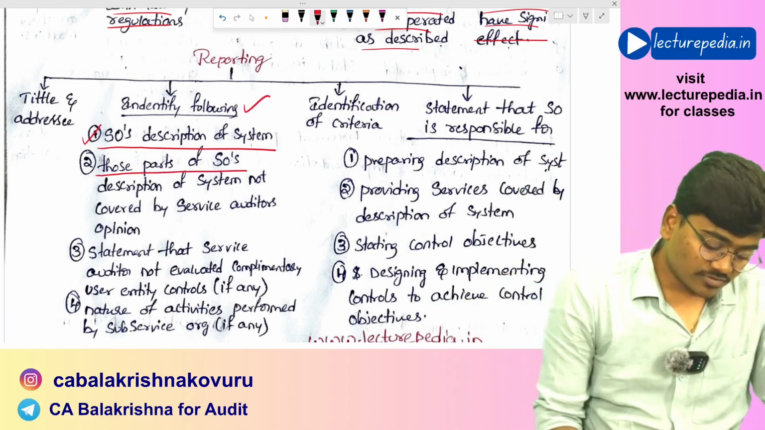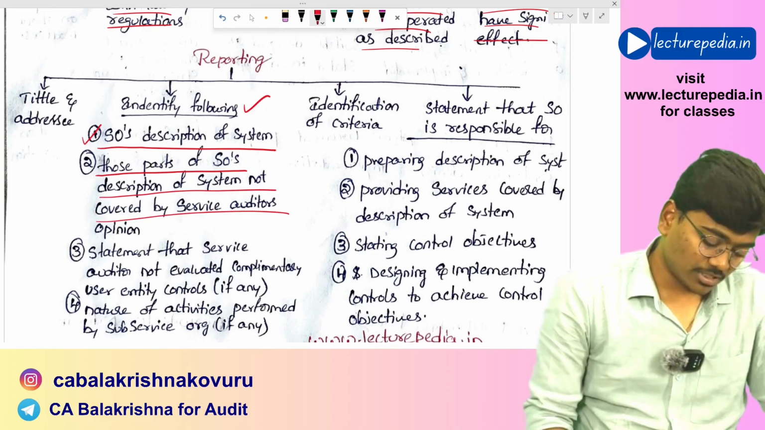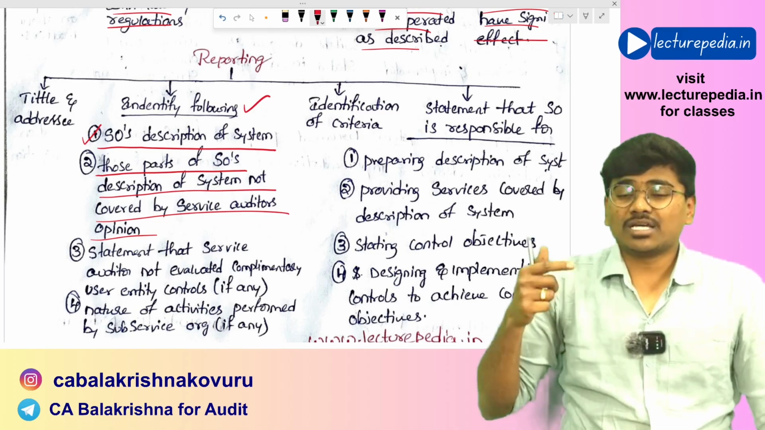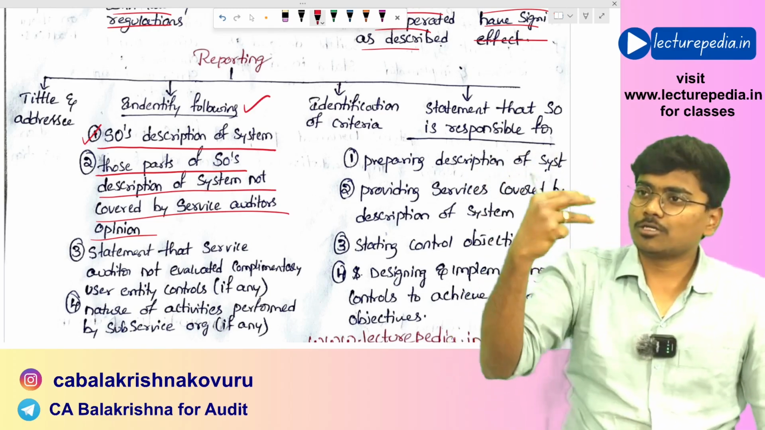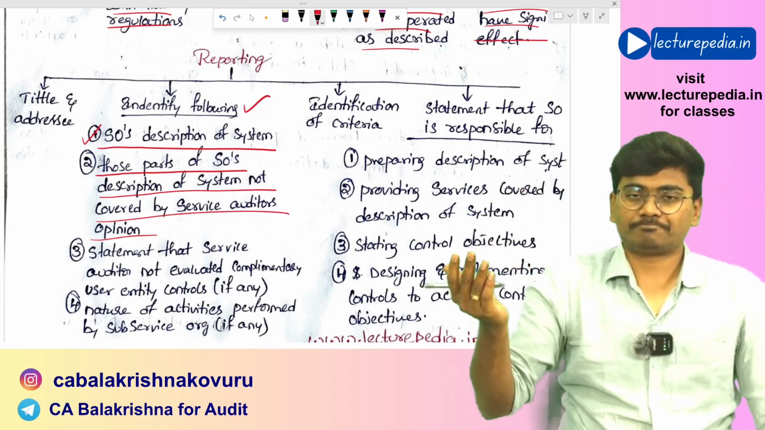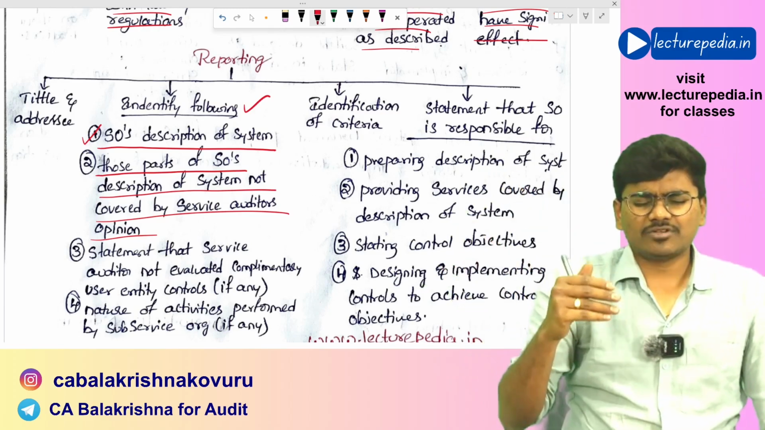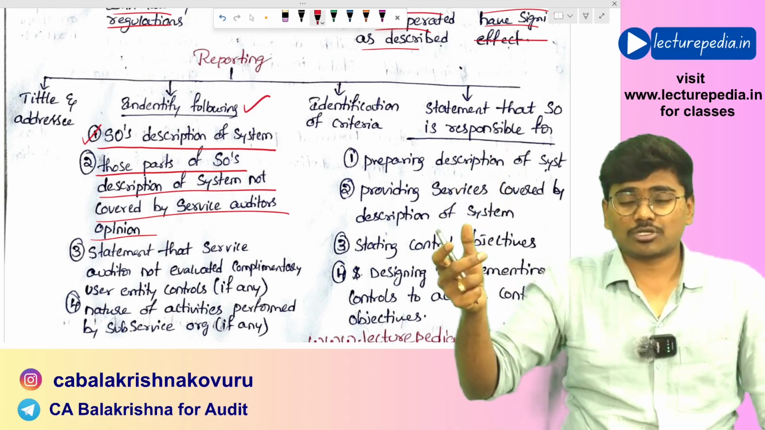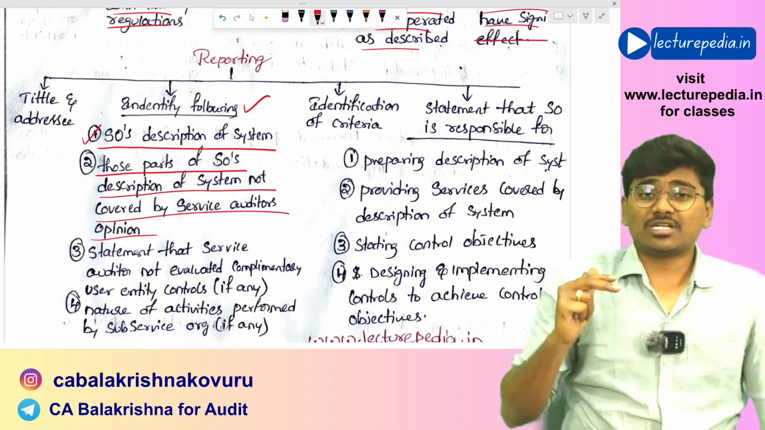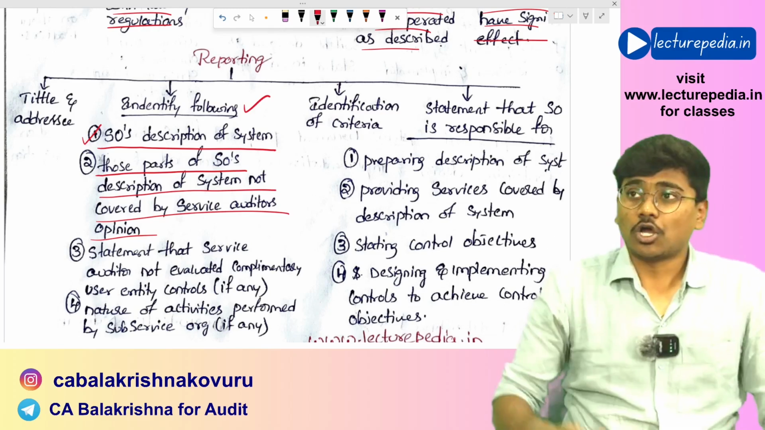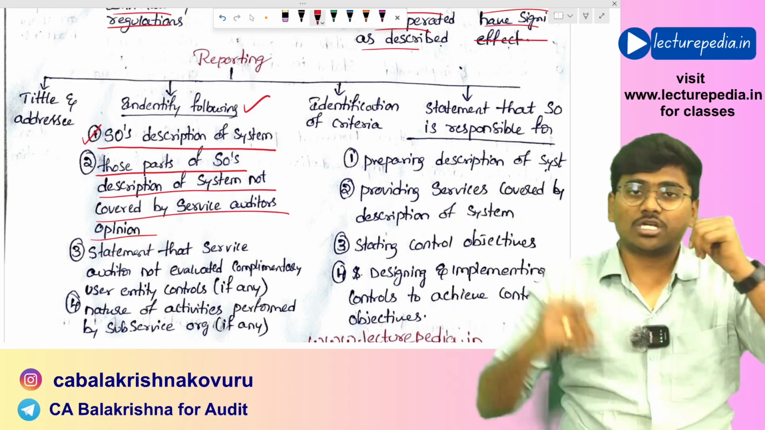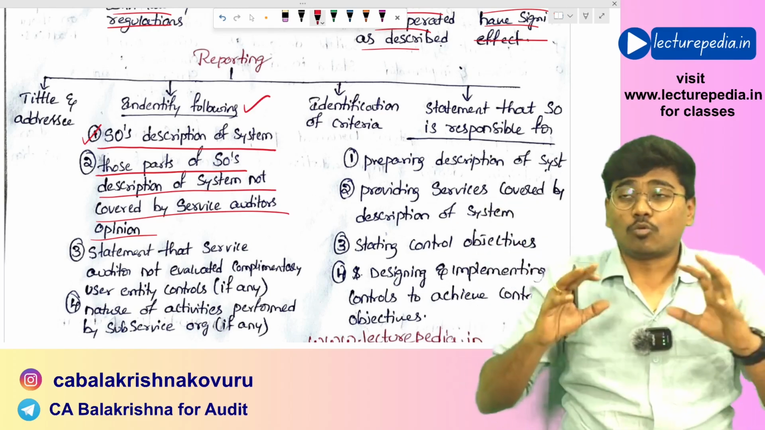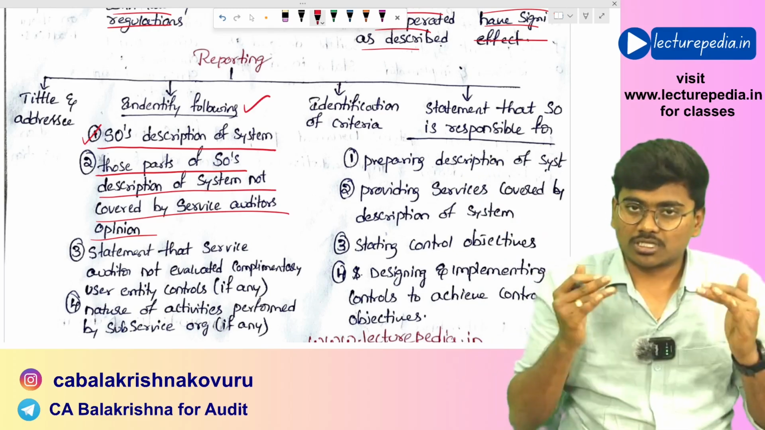And those parts of the service organization's description of system not covered by the service auditor's opinion. In case the service auditor is excluding any of the points, in case the service auditor is not providing an opinion on any of the points present in the description of the system, then he needs to clearly mention in his report that on these aspects the service auditor is not giving his opinion. What is out of scope of the opinion of the service auditor must be clearly mentioned.